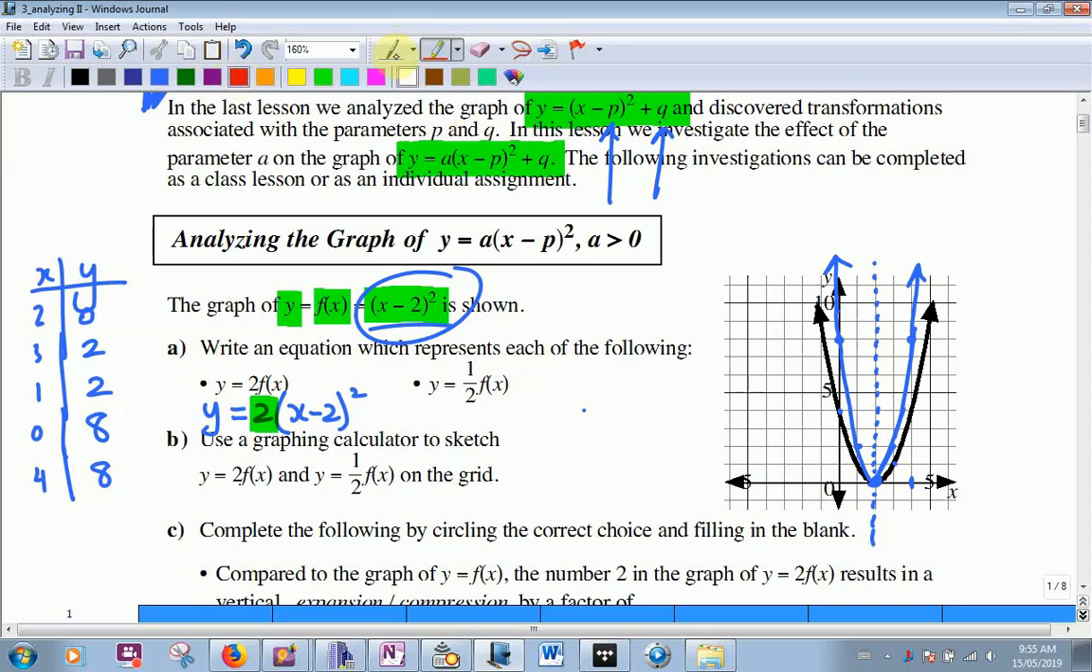So let's see what this guy does. y is, what if a is a half, (x minus 2) squared? Any guesses?